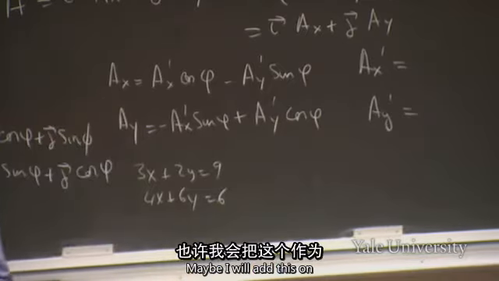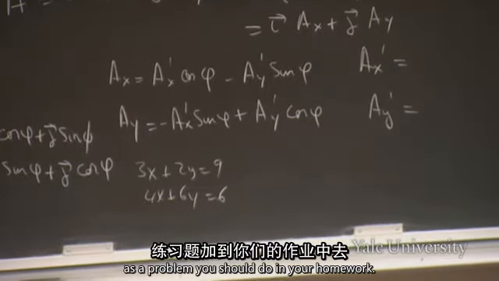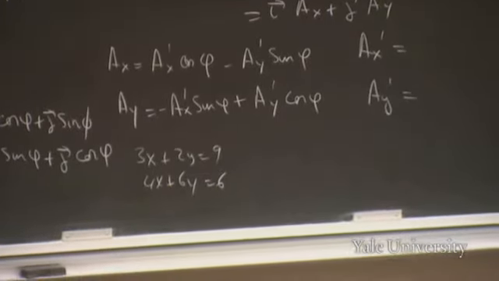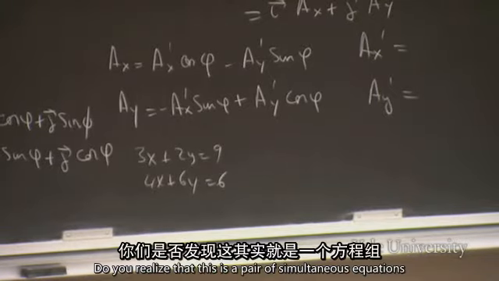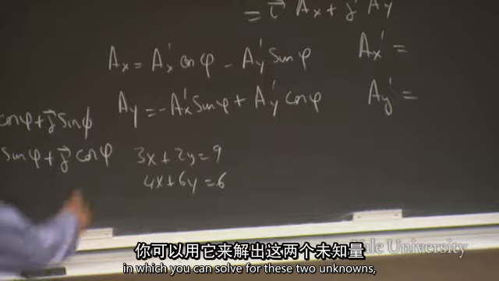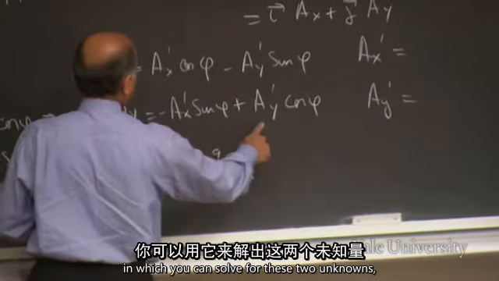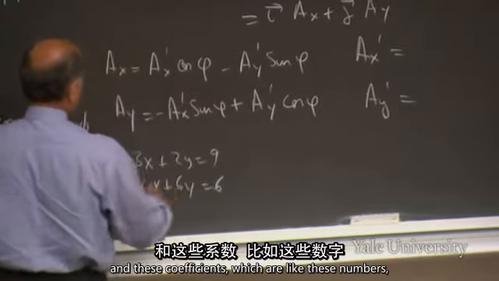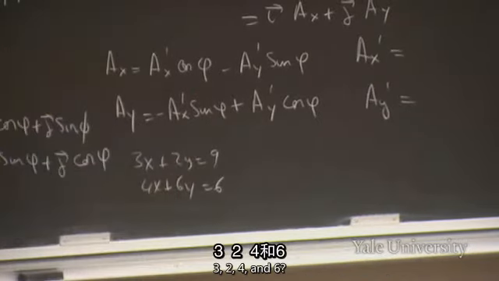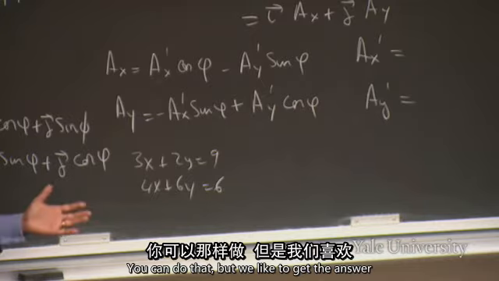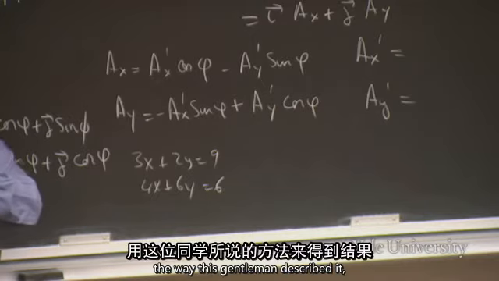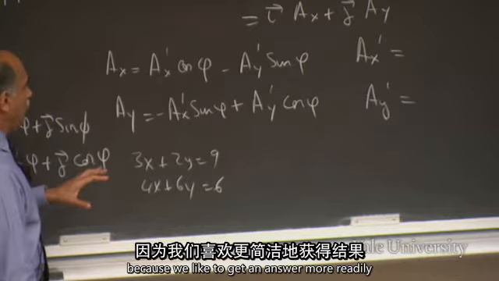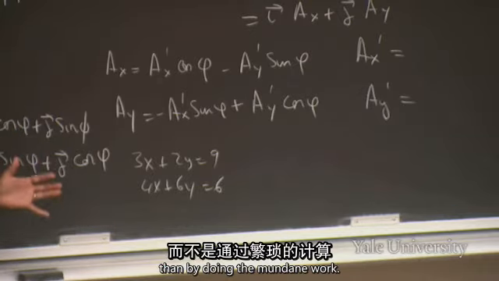Maybe I will add this on as a problem you should do in the homework. But do you realize that this is a pair of simultaneous equations in which you can solve for these two unknowns, if you like, in terms of these two knowns and these coefficients, which are like these numbers, 3, 2, 4, and 6. You can do that, but we like to get the answer the way this gentleman described it, because we like to get an answer more readily than by doing the mundane work.